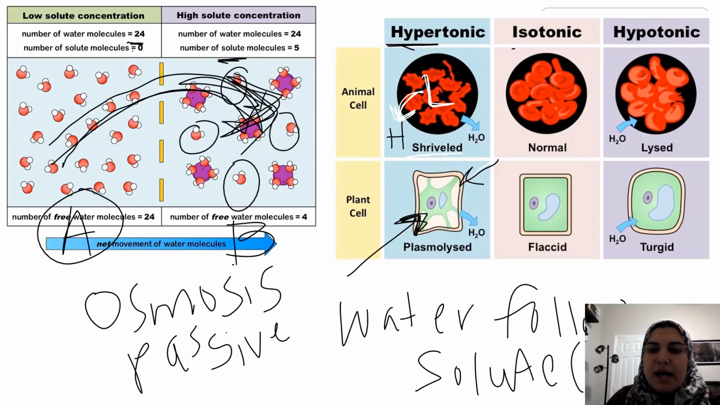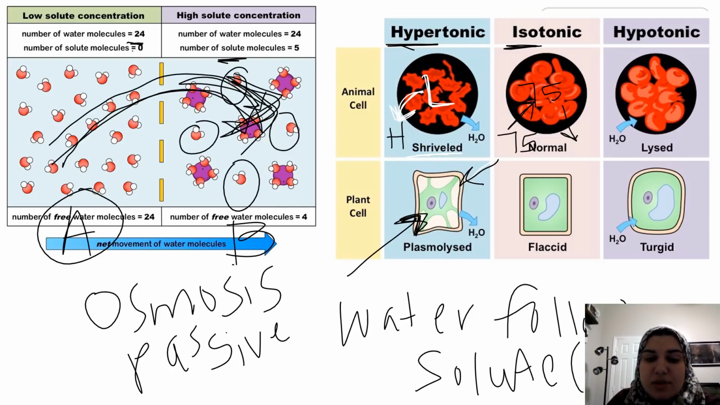The next one is isotonic. Iso means equal. That means there is, let's say, 75% salt outside, there's 75% salt inside, water moves in, water moves out equally. This is perfect. This is what I want.